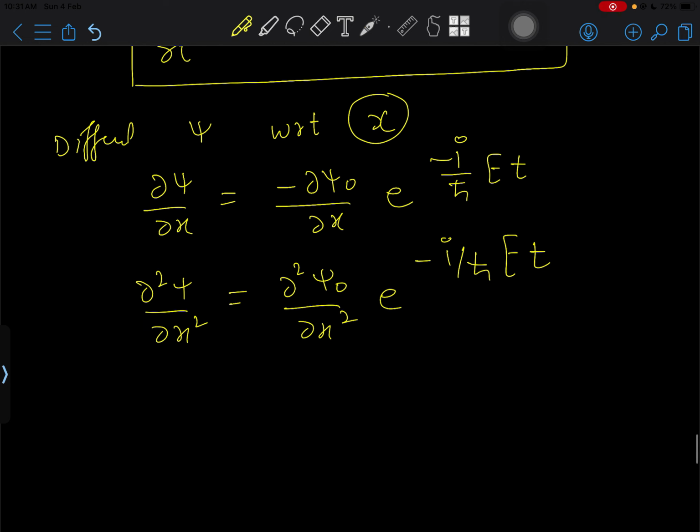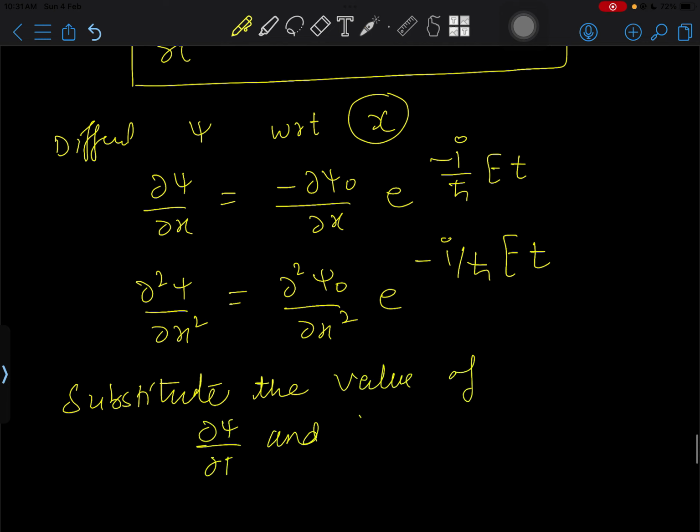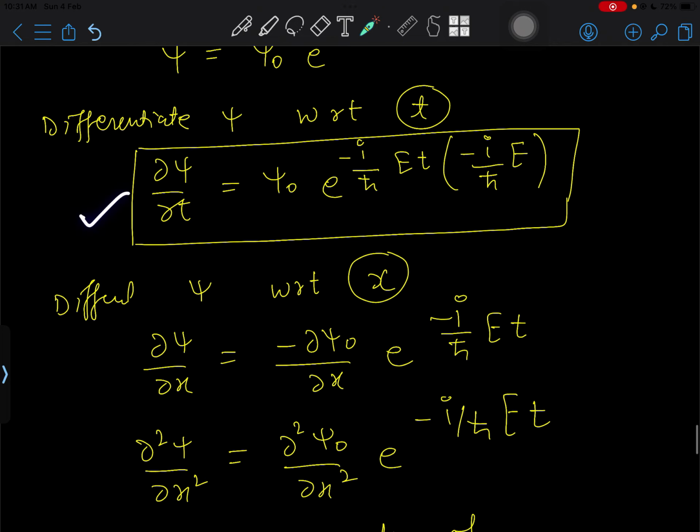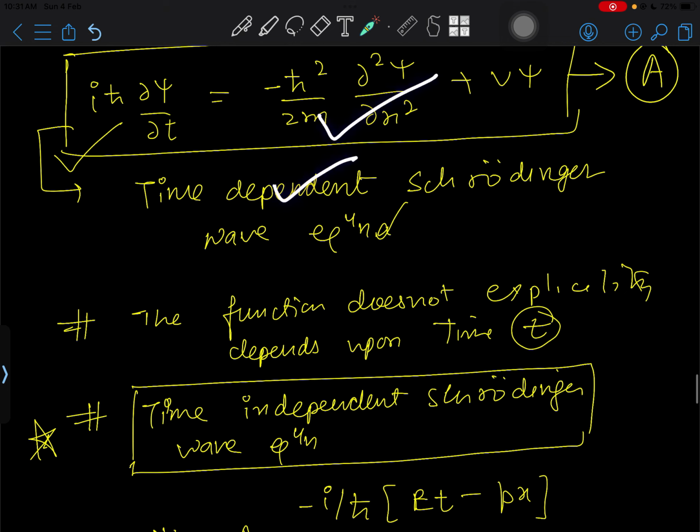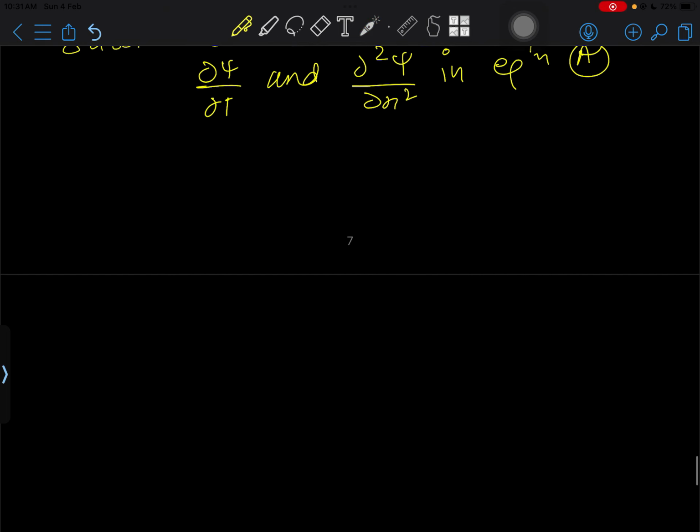Now substitute the value of del psi upon del t and del square psi over del x square in equation number A. So this relation and this relation need to be substituted in the time dependent Schrodinger wave equation, here this particular expression and this particular expression. So now let us perform our task.